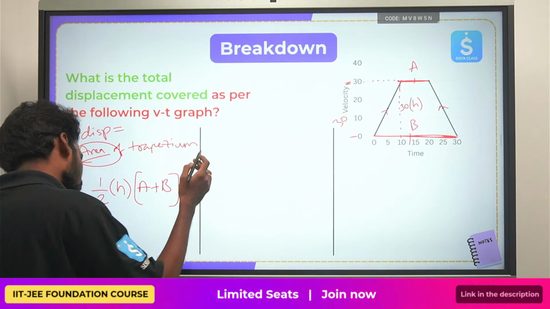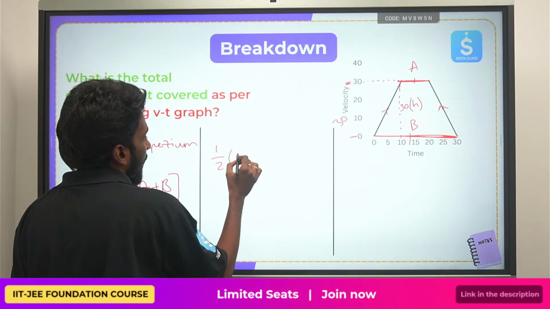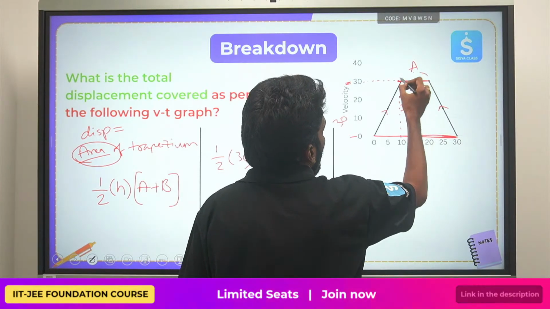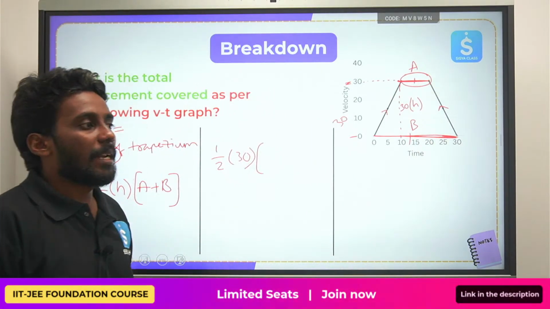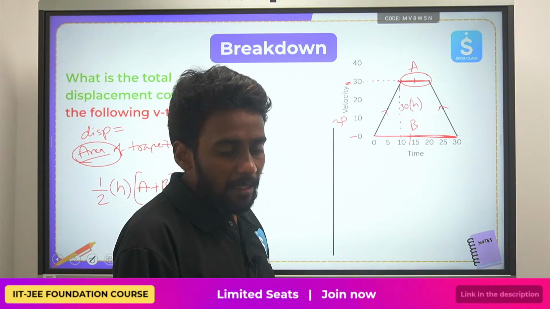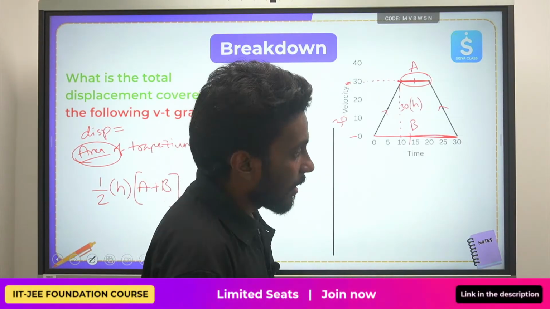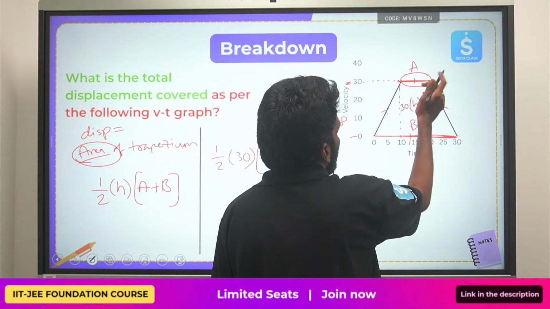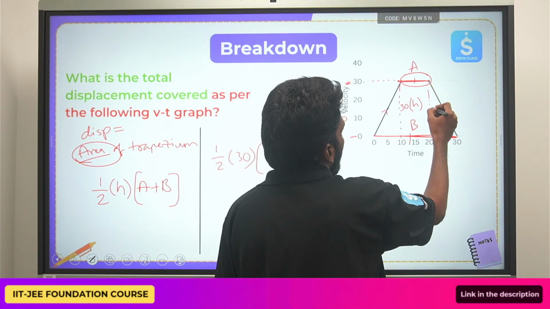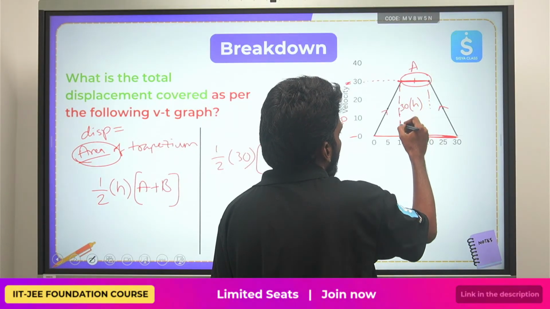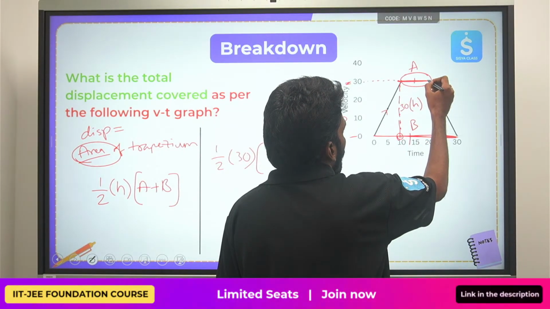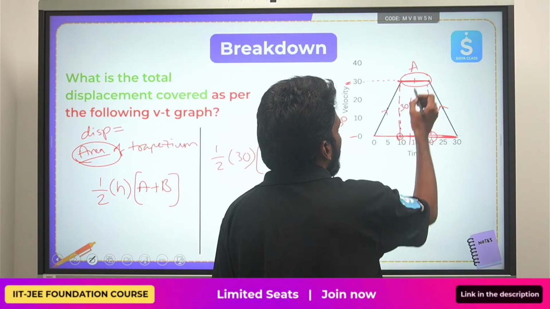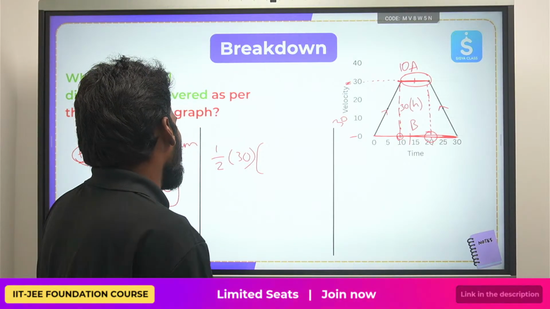So when I am putting these values here, half multiplied by height 30 into A plus B. So what is the A value? Can anyone tell me in the chat box now? Capital A's value. To get the capital A's value, it is nothing but the x-intercept. What is the x-intercept at the first point? Here, if you can see, the x-intercept is 10. What is the x-intercept of the other point of A? It is 20. So 20 minus 10, it is 10 units. So A value is 10.